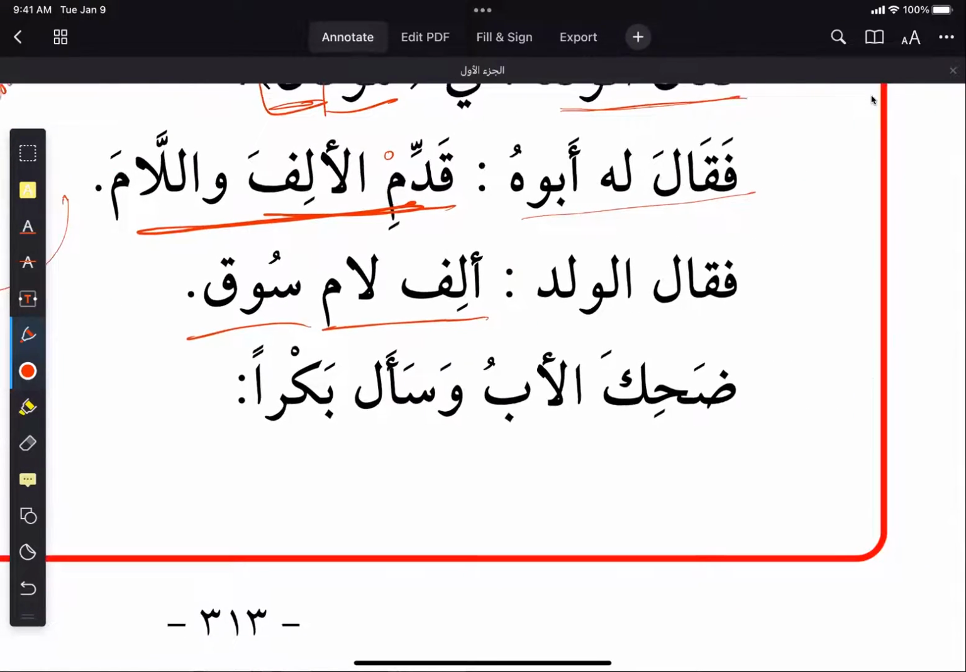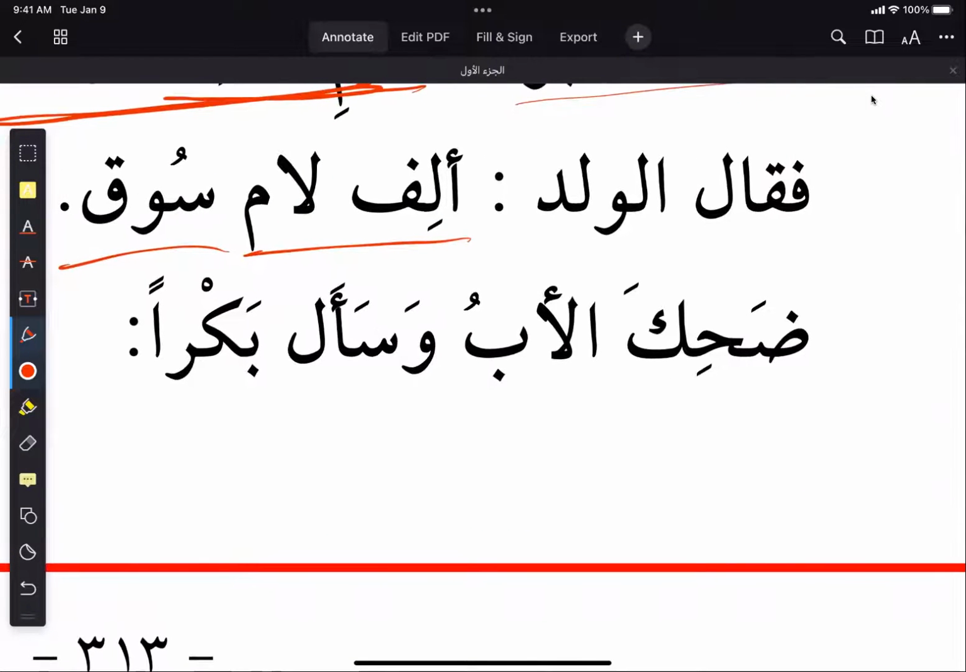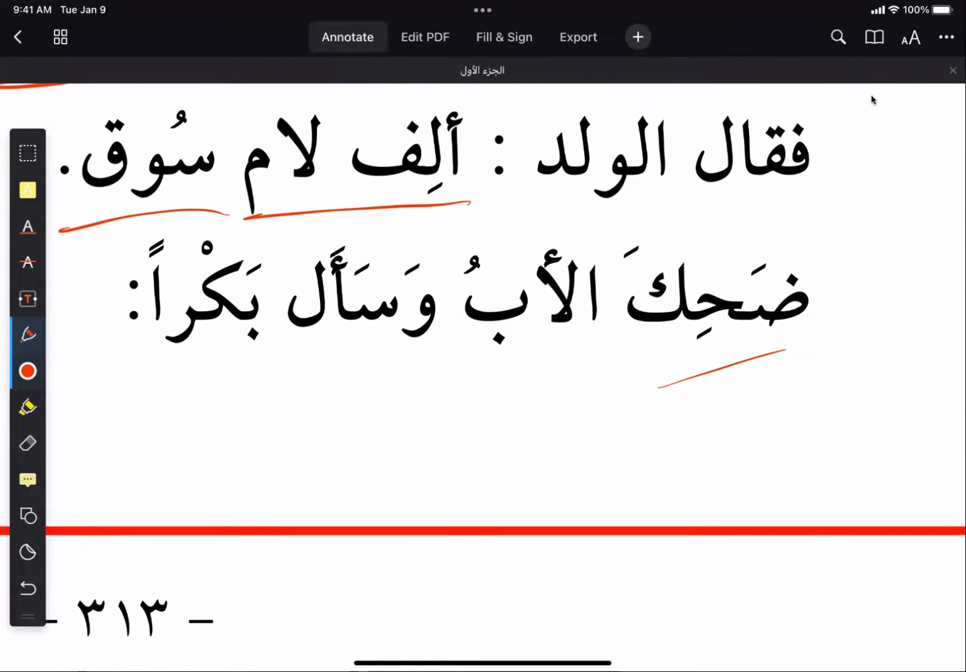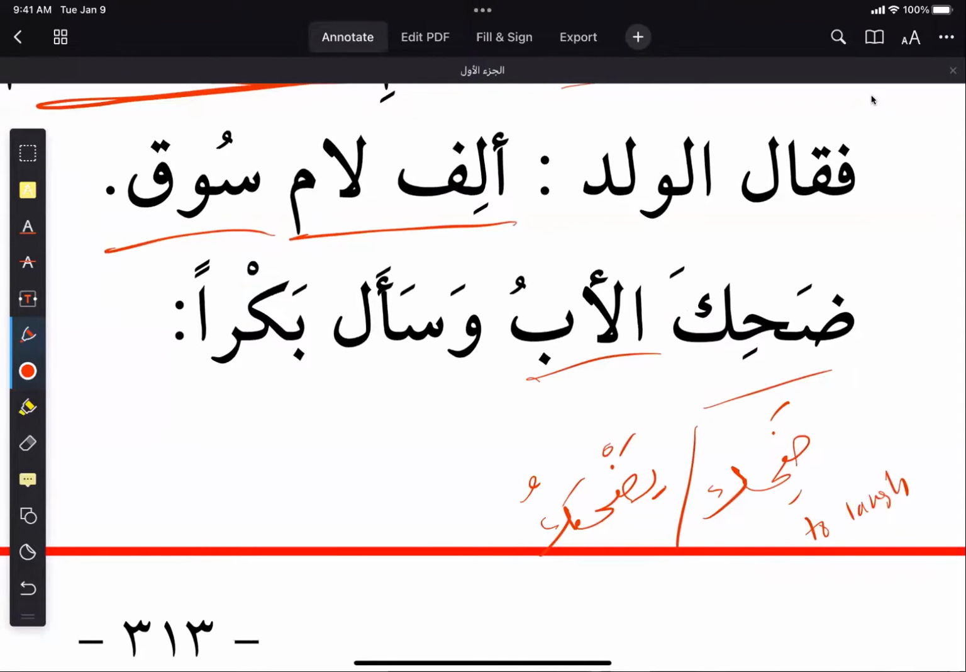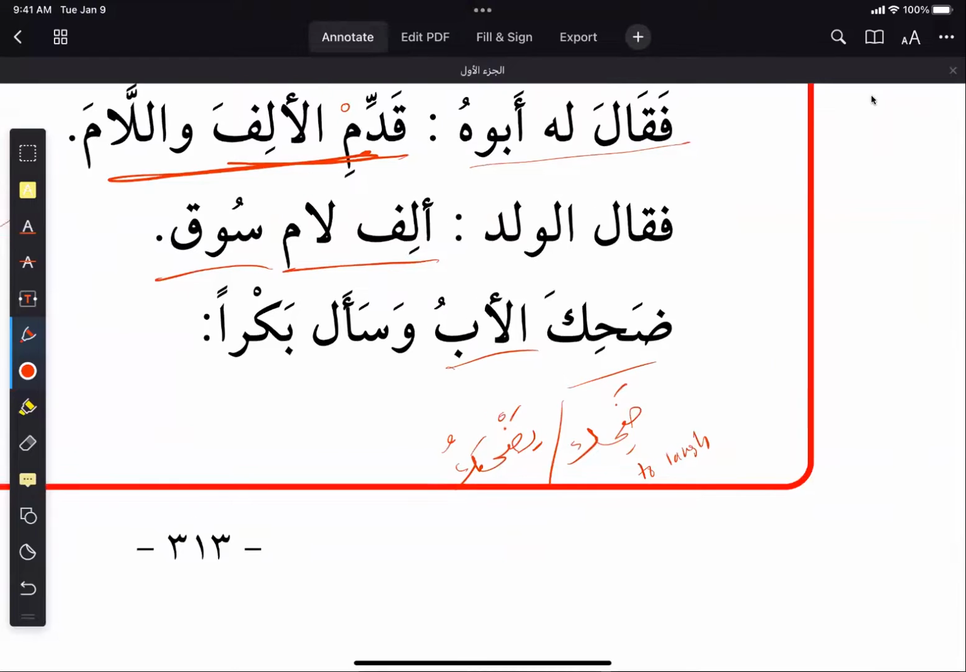Okay, so this is what's going on in the story. Dahika. So what is dahika? We had this one. Laugh, yes. So dahika yadhaku. Yadhaku. To laugh. Okay, so who left? Al-ab. Dahikal abu wa sa'ala Bakr. So the father laughed and asked Bakr.